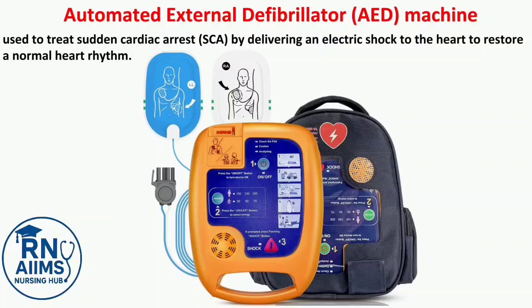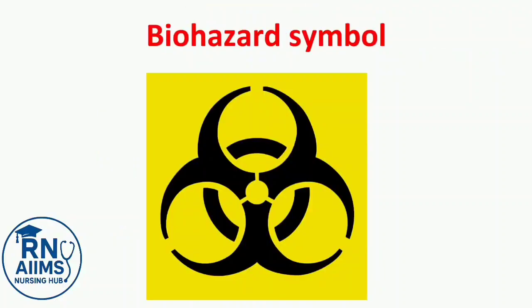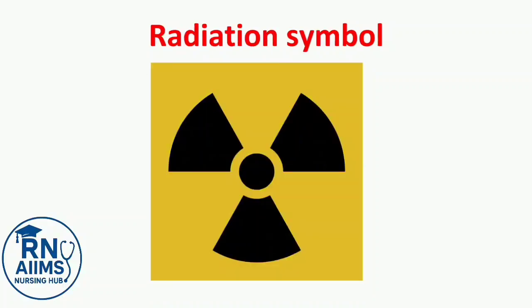X-ray machines. Used to diagnose medical conditions like bone fractures, arthritis, pneumonia, and tumors by producing images of the inside of the body. The biohazard symbol is an internationally recognized sign that warns about the presence of biological hazards which can pose a threat to human health or the environment. Radiation symbol, also called the trefoil symbol, is an international warning sign for ionizing radiation.